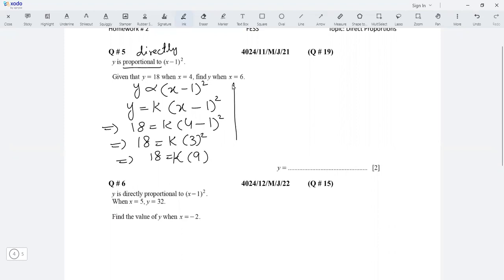So what will be the result for k? It will be 18 divided by 9. You can cut down 9 with 18: 9 one time, 9 two times.